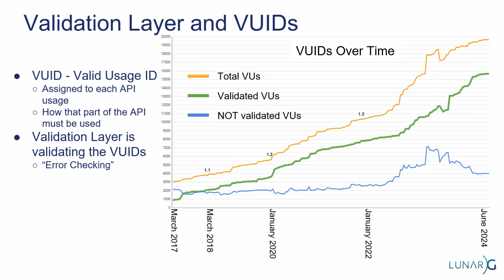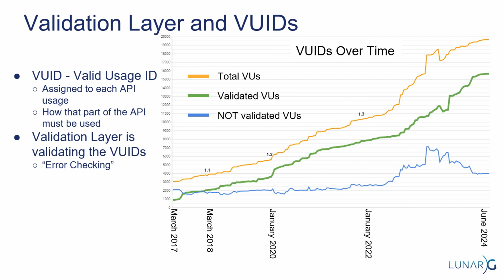So part of what drives this growth is the number of VUIDs. If you look at this graph, back in around 2017, there were around 2,500 valid usage IDs. Today, we're over 19,000. Now, for those of you who don't know what a VUID is, in the specification, it is defining how to use that element of the specification correctly. And that's what the validation layers are validating, these VUIDs.